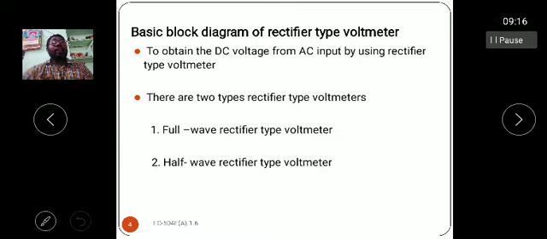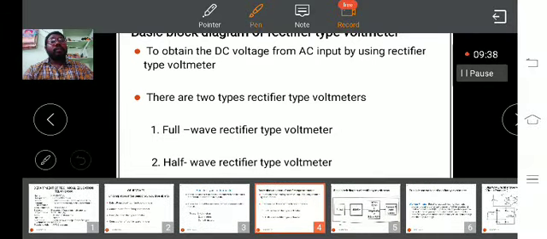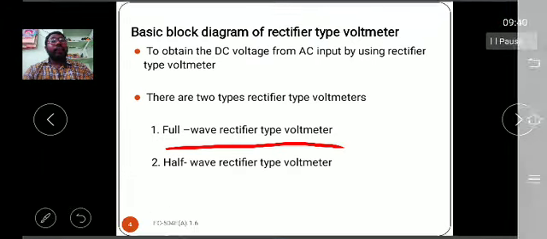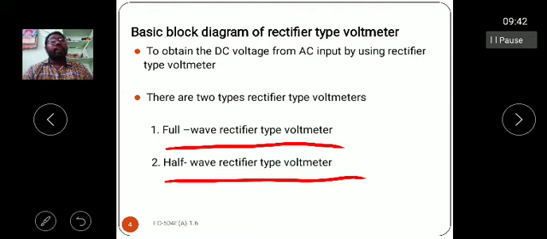There are two types of rectifier type voltmeter. The first one is the full wave rectifier type voltmeter, and the second one is the half wave rectifier type voltmeter.